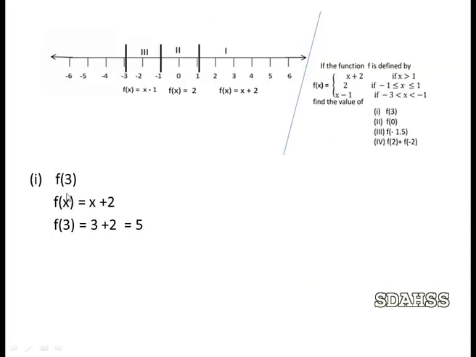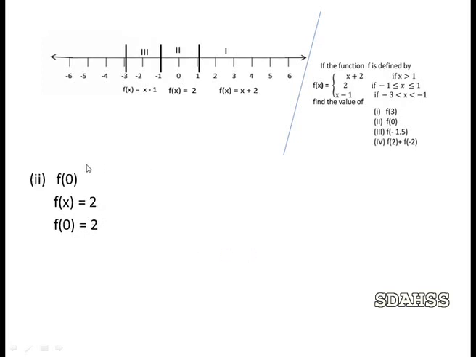F of 3. Here the given value of x is 3. So find out the interval in which the point 3 is located. Here 3 is located in the first interval. So f of x is equal to x plus 2. Now substitute x is equal to 3. F of 3 is equal to 3 plus 2, which is equal to 5.